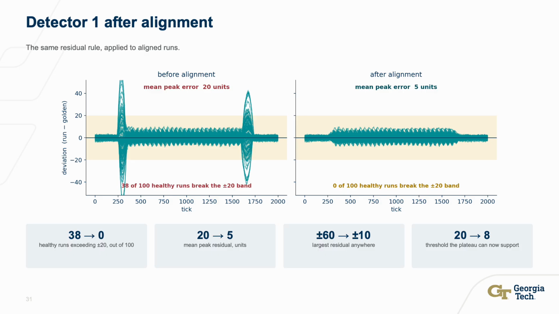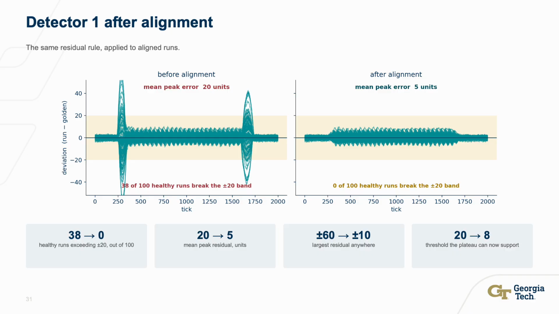Now rerun the first detector on the aligned data. Same rule, same threshold, different inputs. Before, 38 of 100 healthy runs exceeded plus or minus 20; now 0. The mean peak residual drops from 20 units to 5. The largest residual anywhere in the data drops from 60 units to 10. That last number is the one that matters operationally.